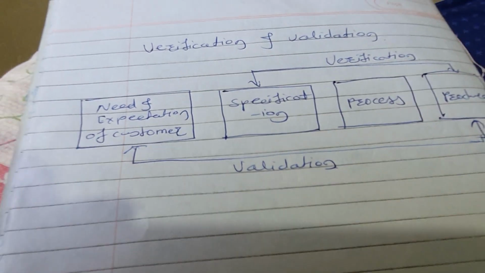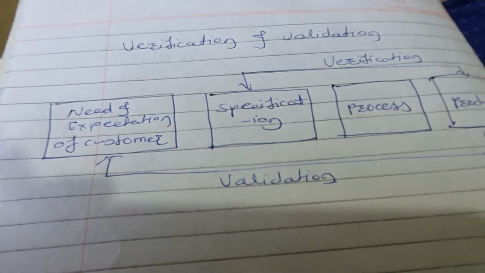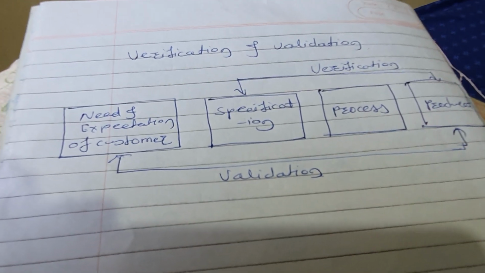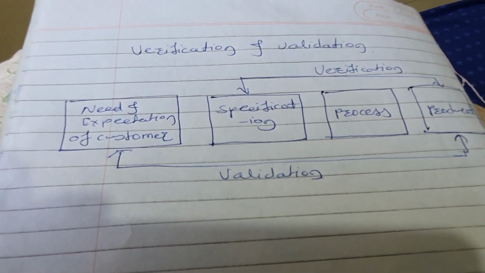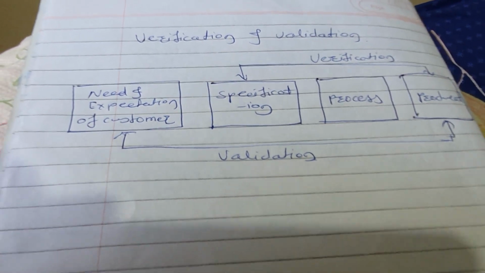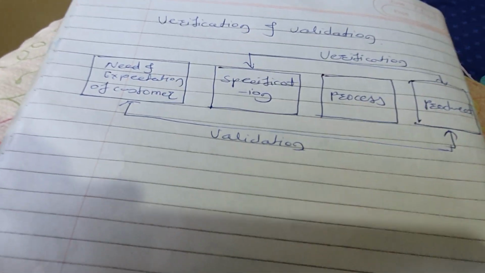So verification means nothing but checking, and validation is also called checking. These two processes, verification and validation related to testing, totally depend on each other. Okay, just see the diagram. What is verification and what is validation?